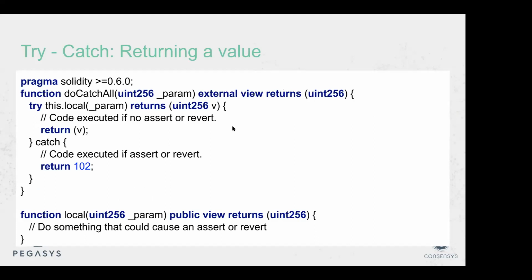In addition to calling functions that don't return values, you can call functions that do. The way to do that is shown here, where you have the function you're calling, and then returns, and then the return value, and then you can use that value within the code for the positive use case. You could, of course, have defined that variable v prior to the try as well. That would be another possibility.